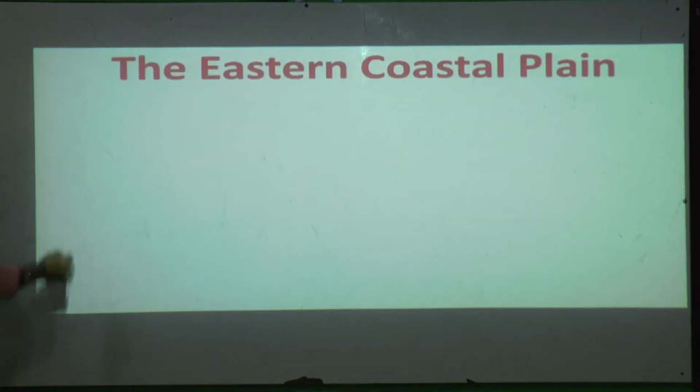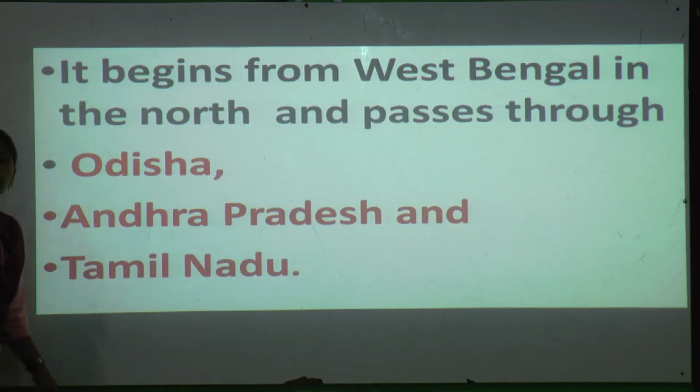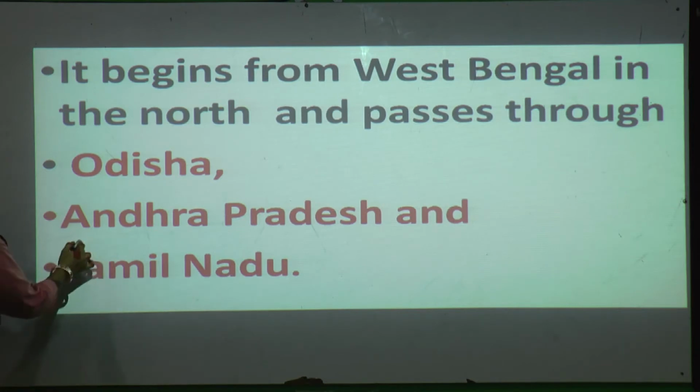Now come to the point of the Eastern coastal plain. On the east side, between what? Between the Eastern Ghats and the Bay of Bengal, what do we have here? The Eastern coastal plain. Very good. Now it begins from West Bengal in the north and passes through which states? Odisha, Andhra Pradesh and Tamil Nadu.